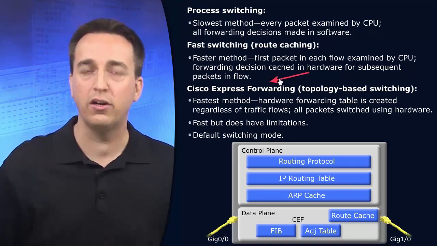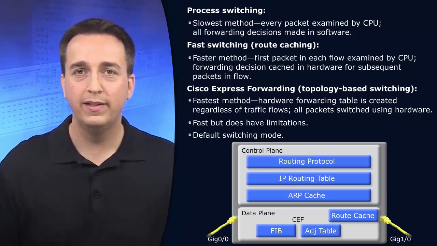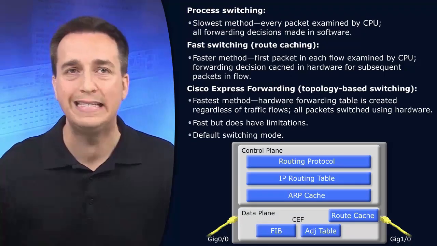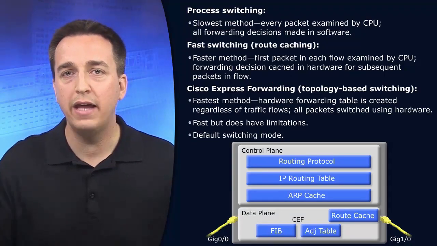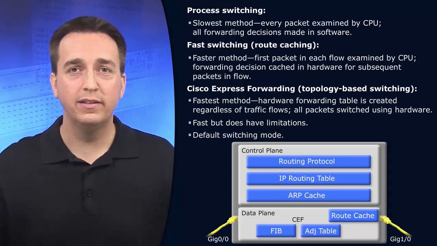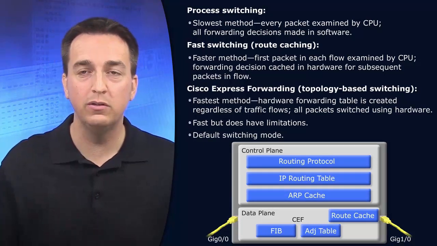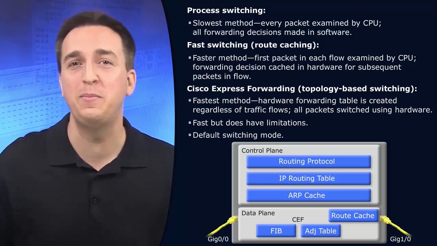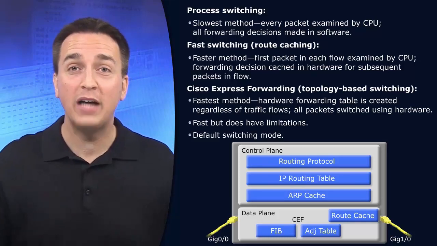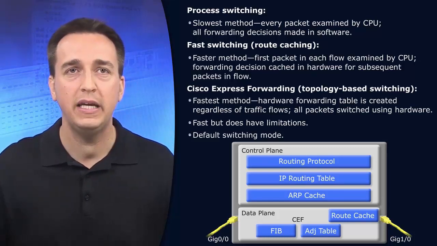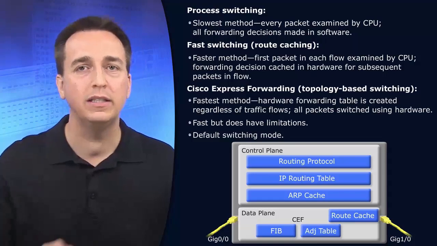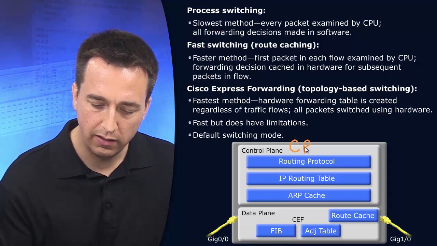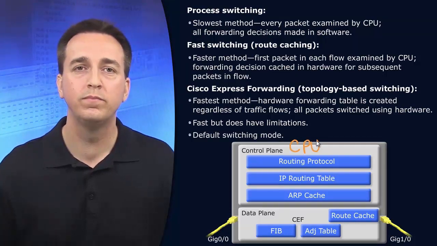But let's not start our discussion right there. Let's go all the way back to the very first switching method that was ever invented, and what our routers essentially default to when we turn on debugging. For example, if you turn on debug IP packet, our router is doing process switching. And what does process switching mean? It means that every single packet is examined by the CPU. Where is the CPU? It's in the control plane. That's where the CPU is.